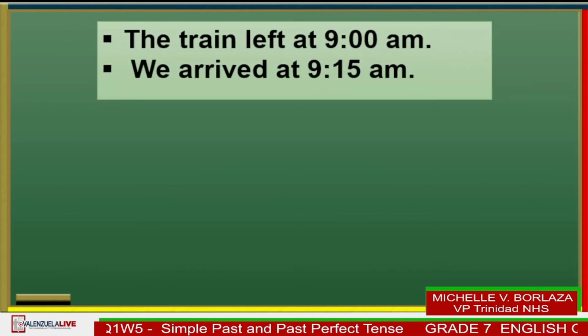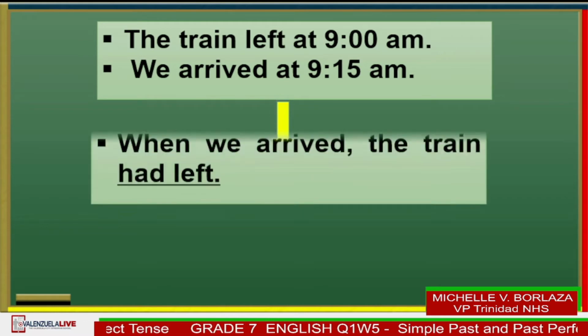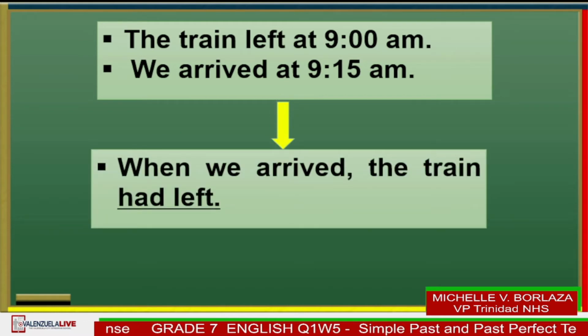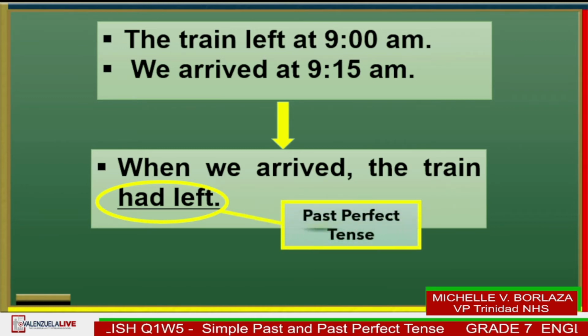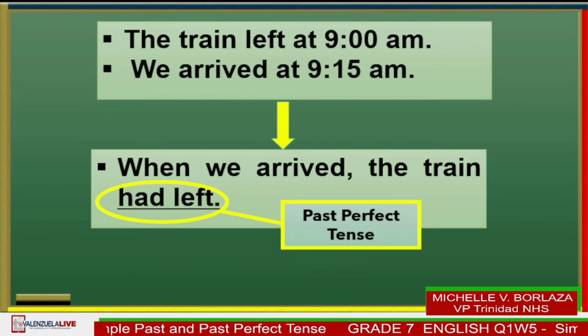Let's try to study the following sentences and use past perfect tense. The train left at 9 a.m. We arrived at 9:15 a.m. The sentence will become, when we arrived, the train had left. Had left is our past perfect tense because it is the action that happened before the action arrived.